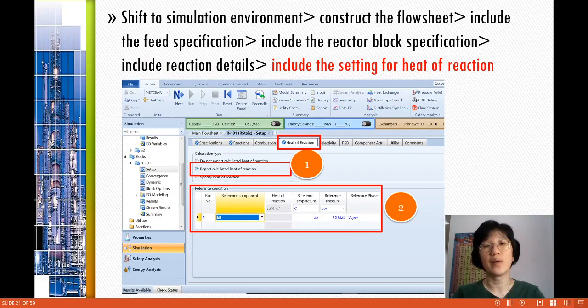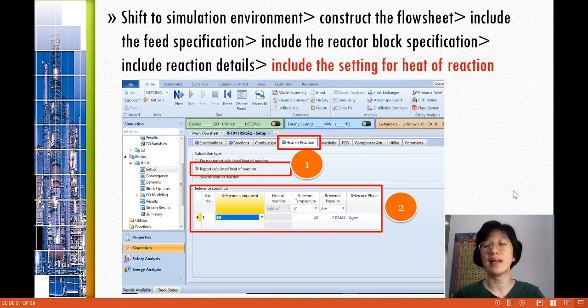So once you have included the required information, if you would like to perform the heat of reaction calculation, you can go to this tab, heat of reaction. It's under the same page, that means it's under the block R101 under setup. So you have to opt report calculated heat of reaction and set the reference compound. The reference component here must be one of your reactants. We have only one reactant, which is ethyl benzene. So just select accordingly.